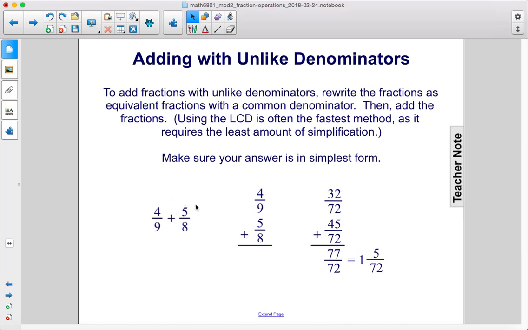So here we have 4/9 plus 5/8. So here's our addition problem, 4/9 plus 5/8. So the lowest common denominator between 8 and 9 is 72. So you convert these fractions to be with the denominator of 72. Then you just add the numerators together and you get 77 over 72.